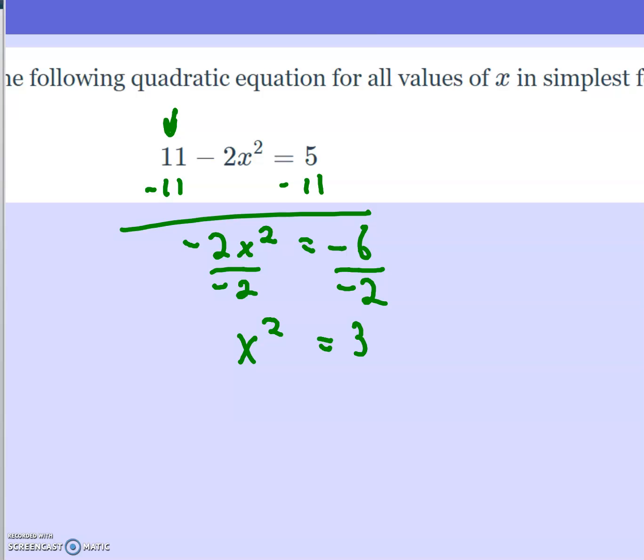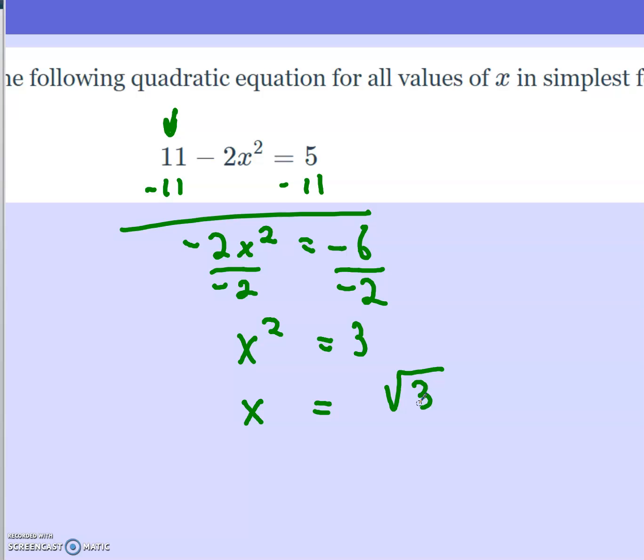And then now I need to find out what number squares to get 3. Well, I can put 3 into a calculator and hit the square root button, but it's going to give me a decimal answer that goes on forever. The square root of 3 is what's called an irrational number. It doesn't repeat, doesn't end. So what we're going to do is say, look, to unsquare x, I'm going to square root both sides. So when I square root x squared, I just get x. And when I square root 3, I just get square root 3.